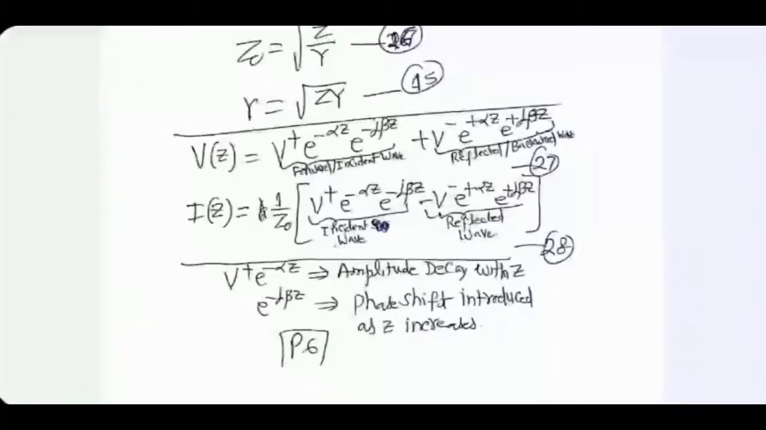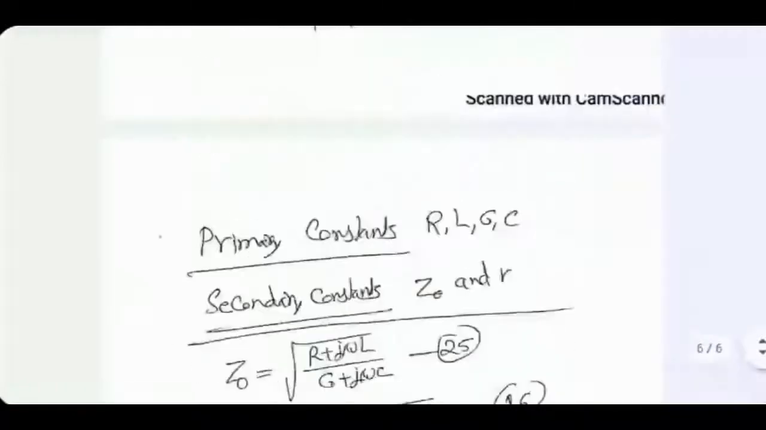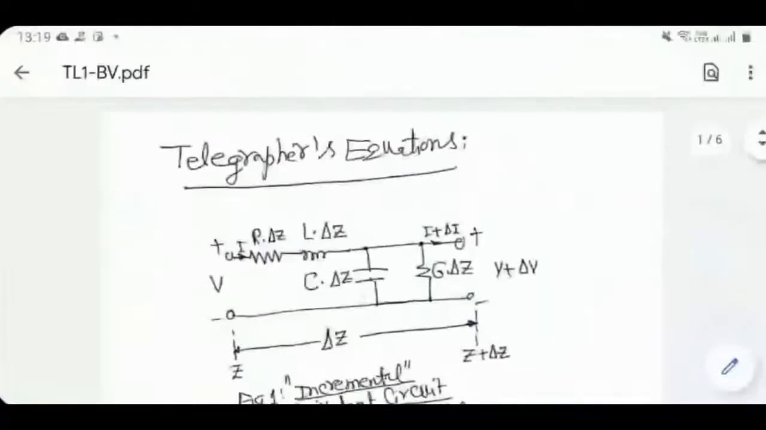Decay of a signal is also known as attenuation. That is why alpha is called attenuation constant. Phase shift, of course, is the reason why we are calling beta phase constant. It is radian per unit length. Let me stop this one and show you another one.